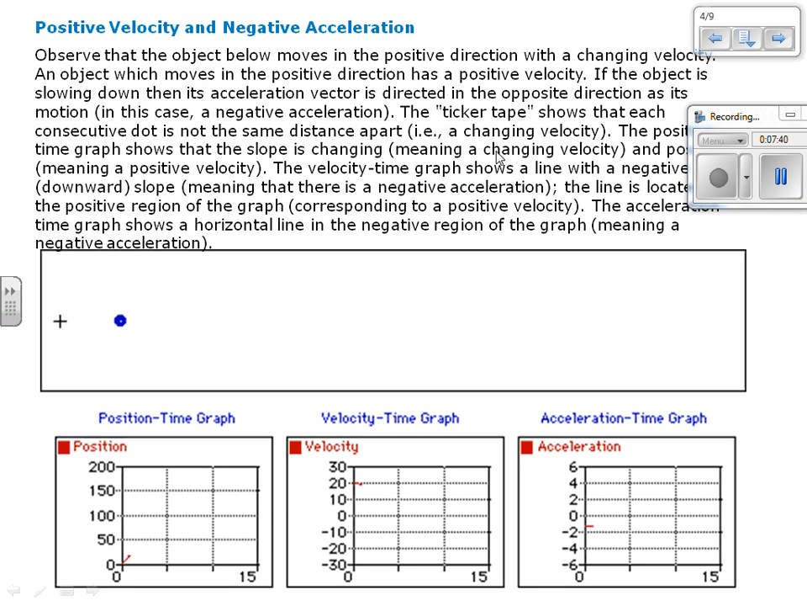Positive velocity, negative acceleration. Dots getting closer together. It's curved up but flattening off. Why is it going up? Because it's moving to the right. Why is it flattening? Because it's slowing down. When the slope gets flatter, it slows down.